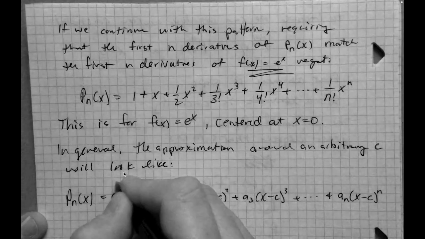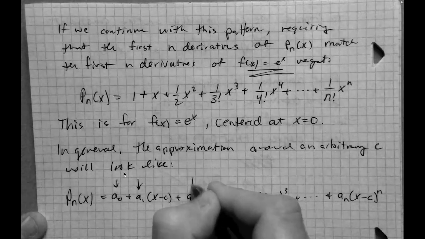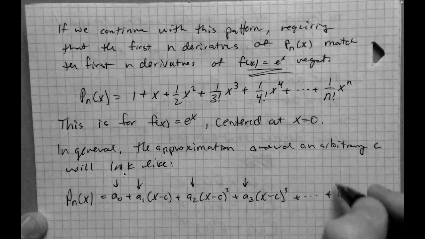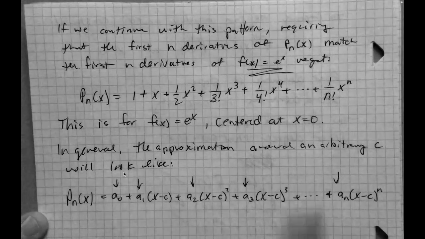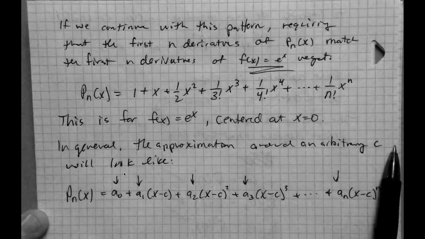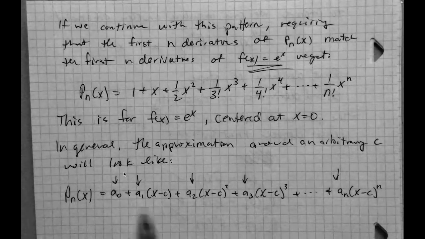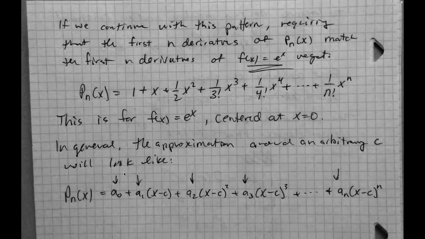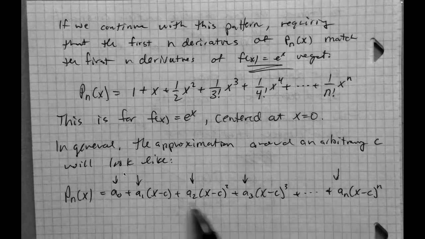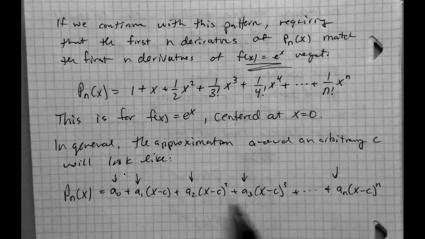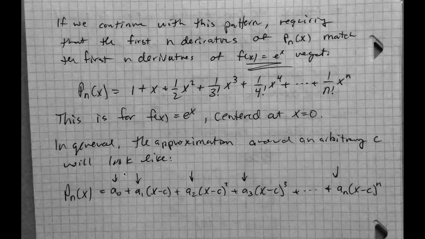So these terms here will differ depending on the function you're approximating, of course. But in general, expanding around an arbitrary c that is non-zero will change your approximating polynomial just in terms of what's inside these parentheses. Okay.